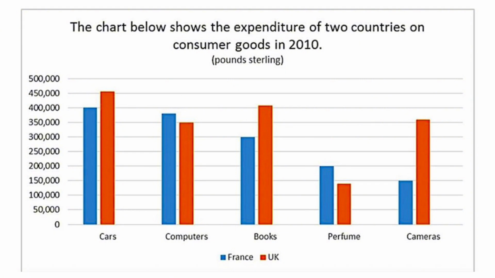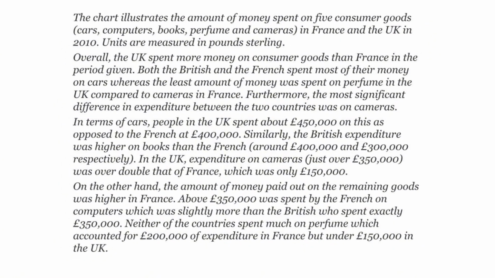The chart below shows the expenditure of two countries on consumer goods in 2010. The things are measured in pound sterling. That is what is given in the graph, right? So of course this is the answer. We will not be going into the depth of discussing the format and everything. I am sure you are already aware of that, right? We would quickly be looking at the grammar part, that is, what kind of sentences are made.